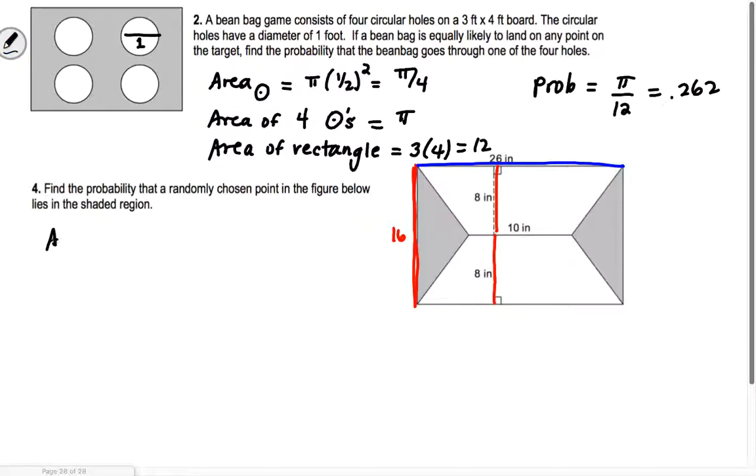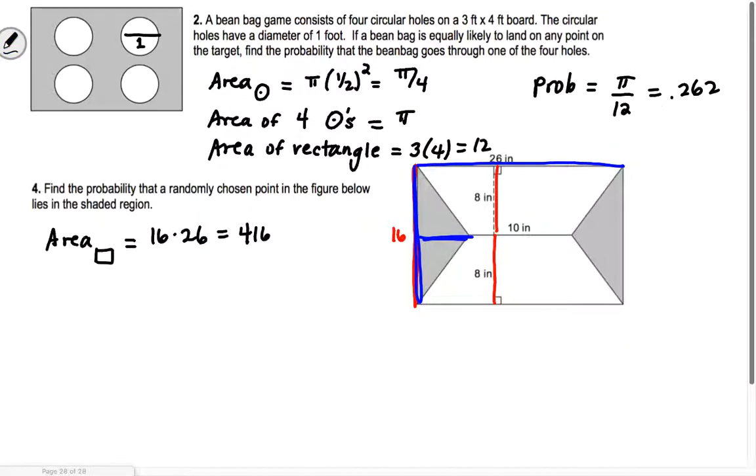So our area of our rectangle, so if you just want to do like area subscript rectangle, sometimes that's faster, is going to be 16 times 26, which is 416. But now we need an area of the triangle. So for the triangle, we have like the base of the triangle, but we need the height of the triangle. Any ideas on how to get that height?